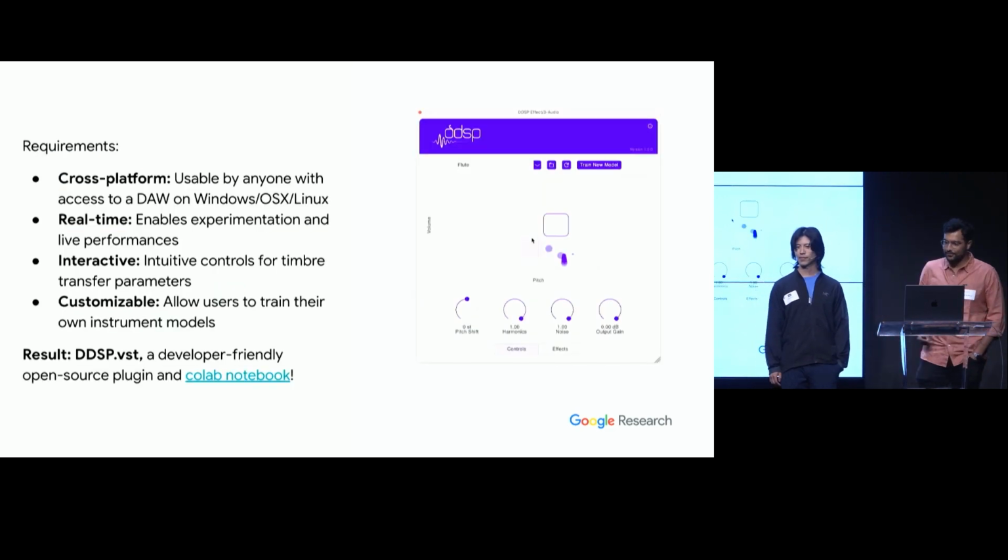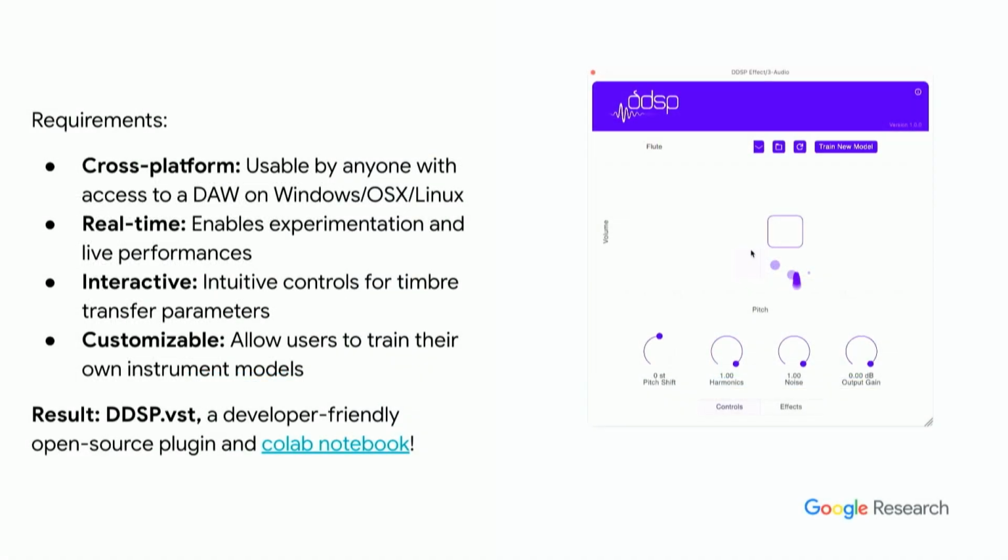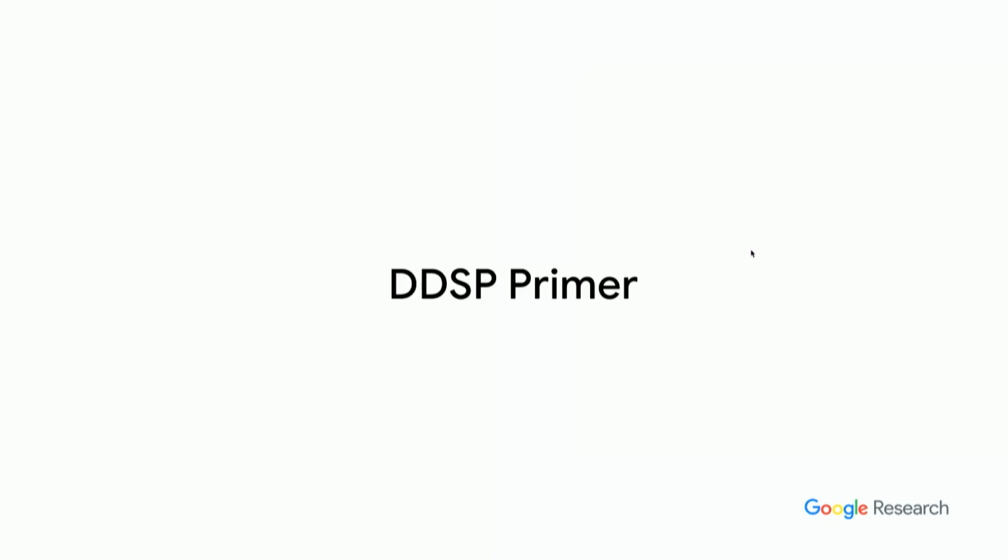So we arrived at the following requirements for this plugin. It needs to be cross-platform. It needs to run in real time for experimentation and live performances. It needs to provide intuitive controls for the parameters for timbre transfer. And lastly, it needs to be customizable so that users can upload a piece of audio, train their own models, and drop it directly into the plugin. But before that, I'm going to give a quick primer on the underlying magic that powers DDSP.